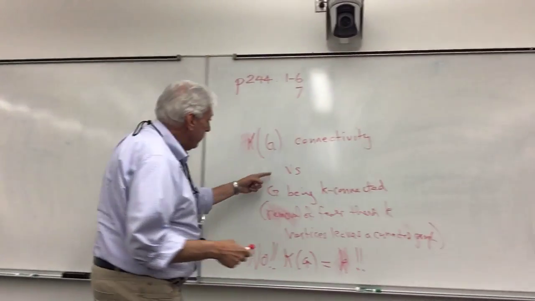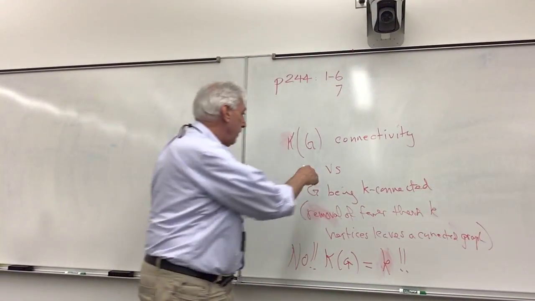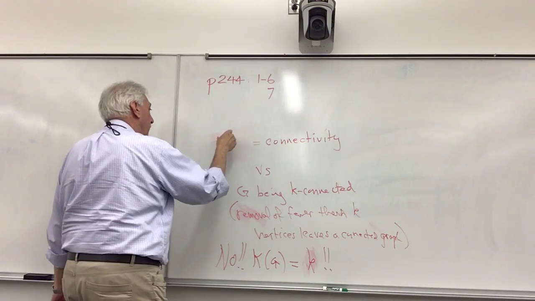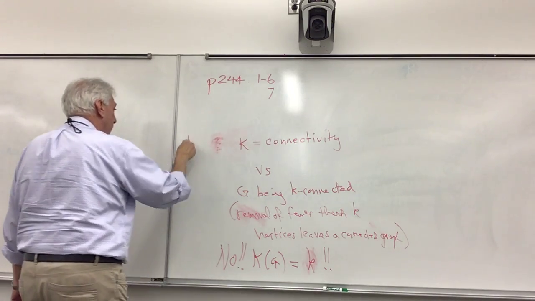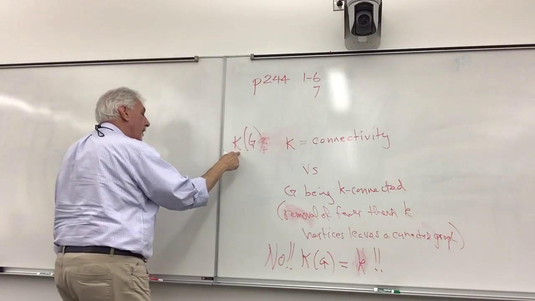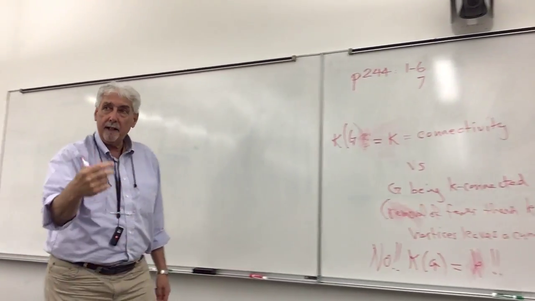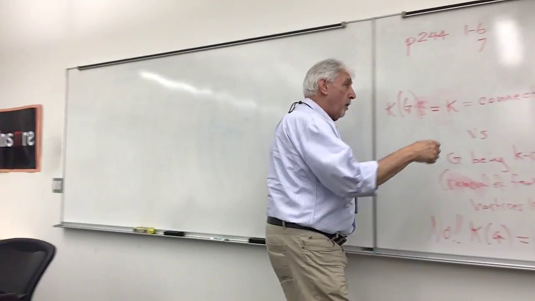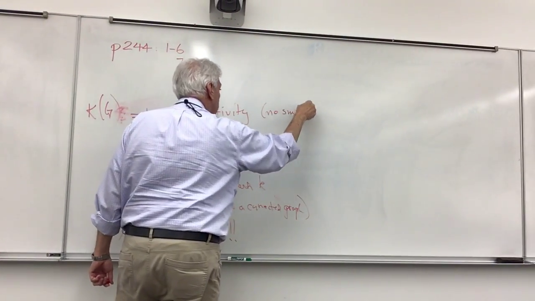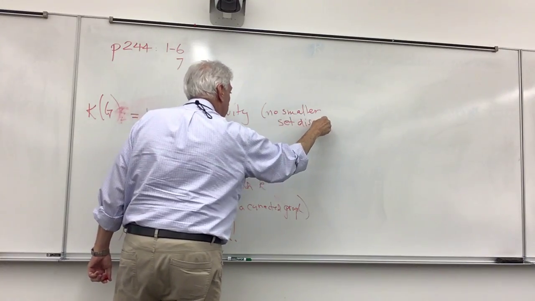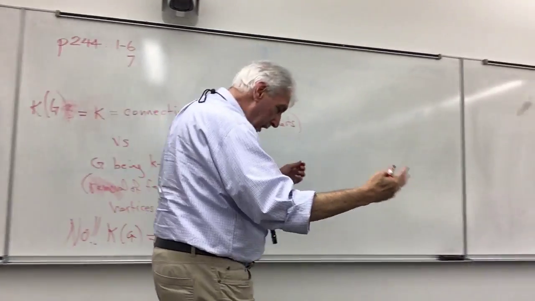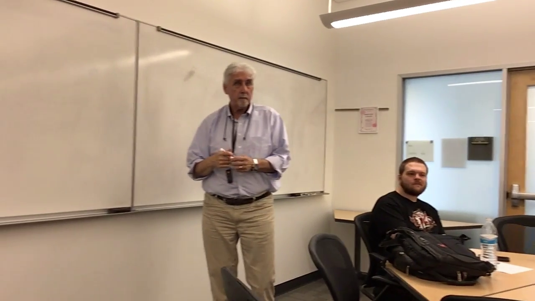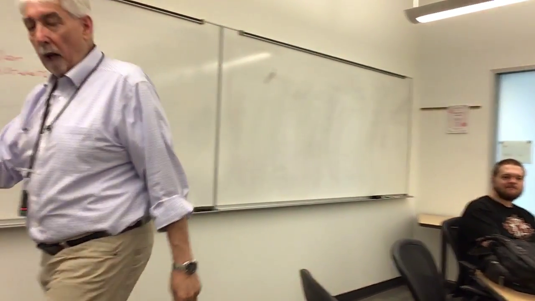So one more time. To say that a graph has connectivity equal to K means that this parameter is equal to K, meaning that there is exactly a set of K vertices that disconnects the graph, and no fewer, no smaller set disconnects. Okay, is it clear the difference between saying that a graph has connectivity K and is K connected? Okay, so we'll do a couple problems.